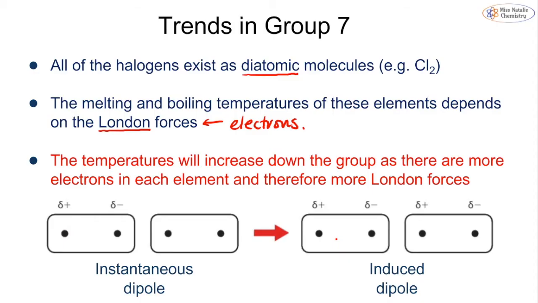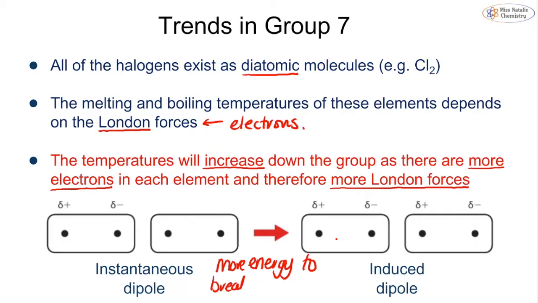electrons. So as we go down the group, we're going to see an increase in our temperatures, and this is because we are getting more electrons in our molecule. The more electrons we have, therefore the more London forces. The more London forces means that we have stronger intermolecular forces, so we require more energy to break the intermolecular bonds. And that means that we have higher melting points.